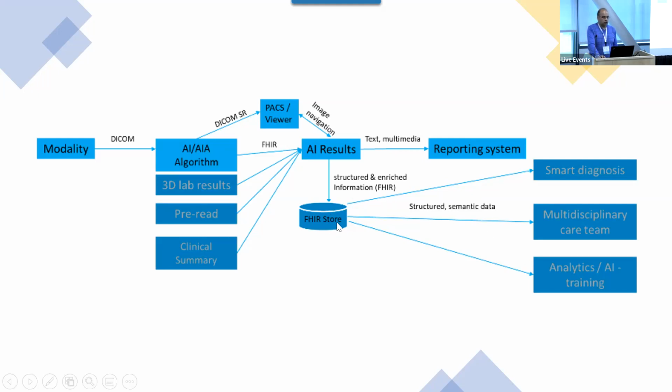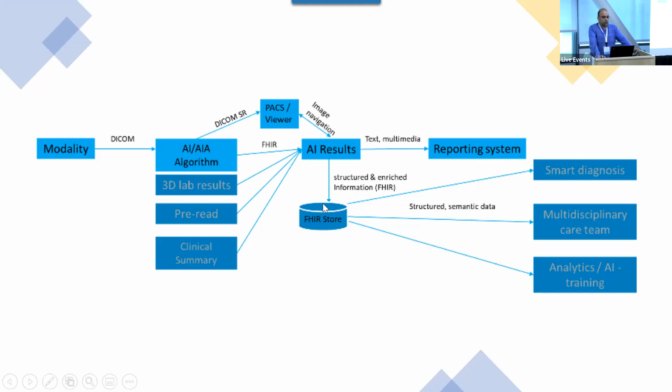And the FHIR here takes all of these inputs, whether it's a pre-read or clinical summary or AI algorithm, and can be used to filter the results, or maybe examine them for acceptance or rejection, or maybe change the annotation, and all of that before it is sent to the reporting system.